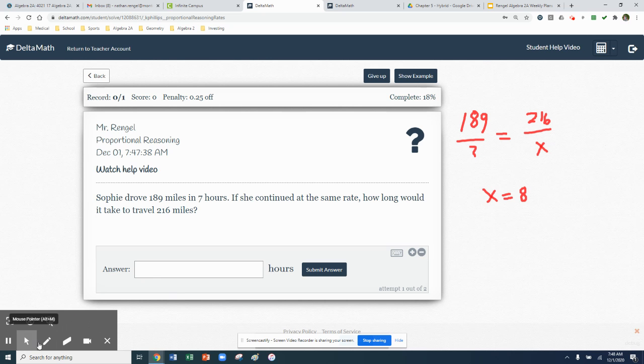Another way is we could figure out her miles per hour. We could take 189, divide by 7, and that would tell us how many miles she can go each hour, which is only 27 miles per hour.